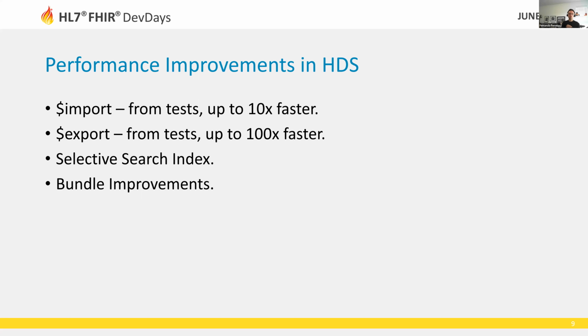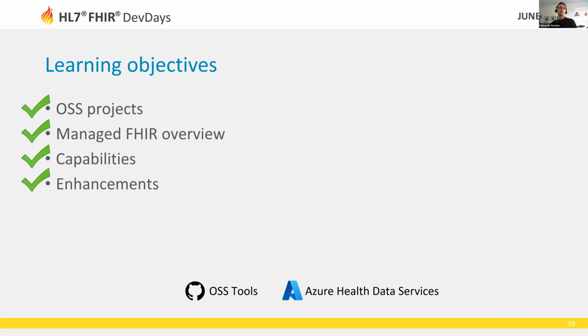And also, we are working on bundle improvements. We are making bundles faster, processing them in a different way. Everything that we are doing right now is to improve our customer experience and performance, ingesting or exporting data. And then as we spoke initially, we had 4 targets for today. So we went through the OSS projects. We talked about the managed FHIR, a big overview about the services that we host, some of our capabilities, and some of the key enhancements.